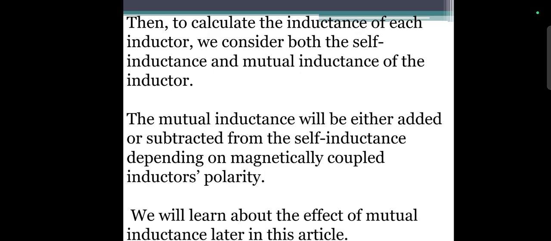To calculate the inductance of each inductor, we consider both the self-inductance and mutual inductance of the inductor. The mutual inductance will be either added or subtracted from the self-inductance depending on the magnetically coupled inductor's polarity. We will learn about the effect of mutual inductance later in this article.